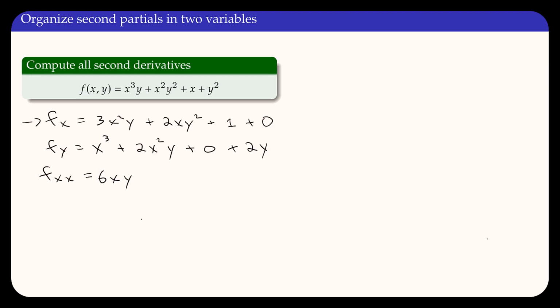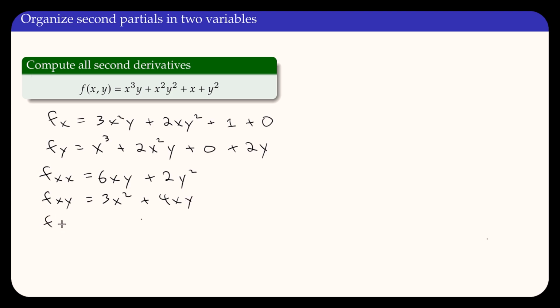6xy plus 2y squared. Now let's go ahead with f subscript xy. So we're going to take the derivative of this again, f subscript x, but we're going to take the derivative with respect to y, holding x constant. So we're going to get 3x squared plus 4xy plus 0.